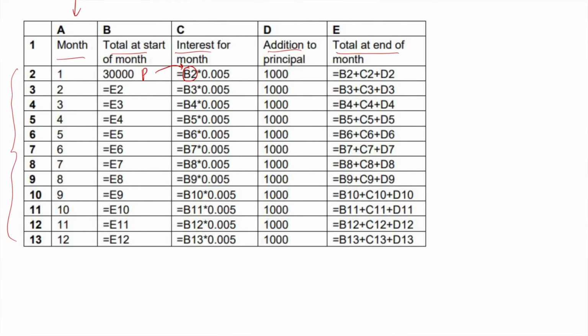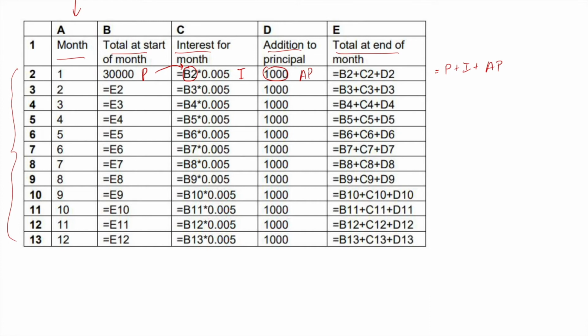So that gives us the interest. And then we have an additional $1,000, which is being added to the principal every month. So at the end of every month, we have the sum of whatever is in B2, whatever is in C2, which we'll call I for interest, whatever is in D2, which we'll call, I guess, AP for additional principal. And in column E, we're going to calculate the total as a result of all of that. That's going to be P plus I plus AP.